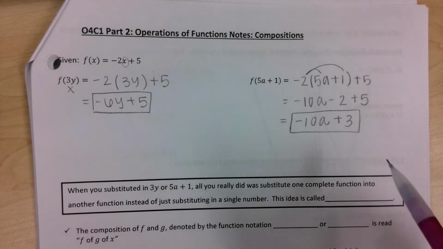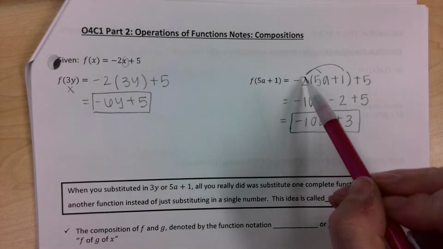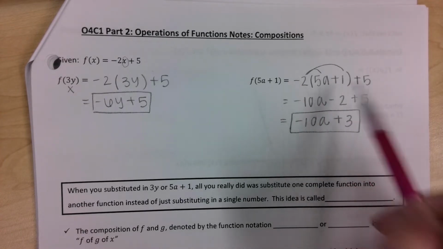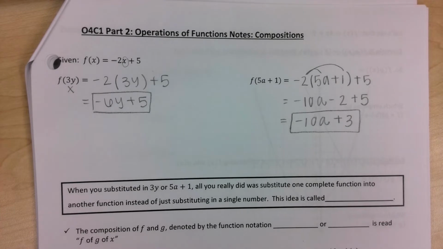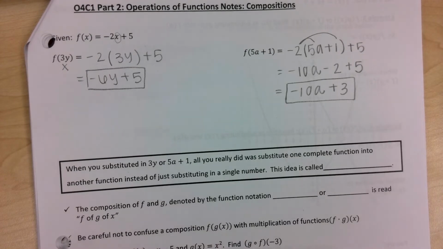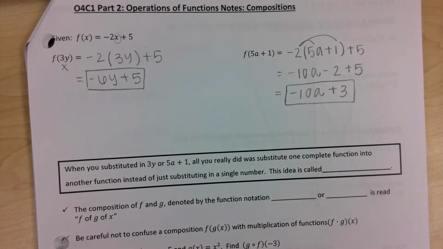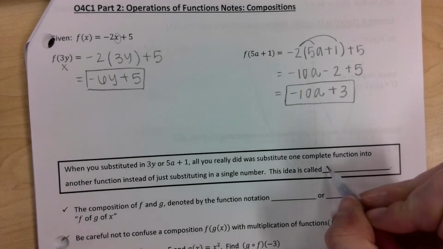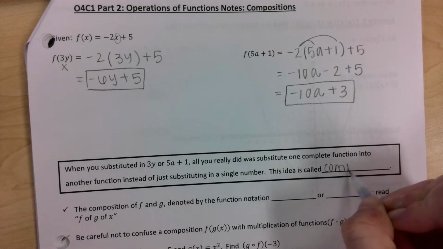Here's the work for the second one. Make sure you distributed your negative 2 to both pieces inside of the parentheses. Okay, when we substituted 3y or 5a plus 1, all we really did was substitute one complete function into another function instead of substituting in a single number. This idea is called composition.